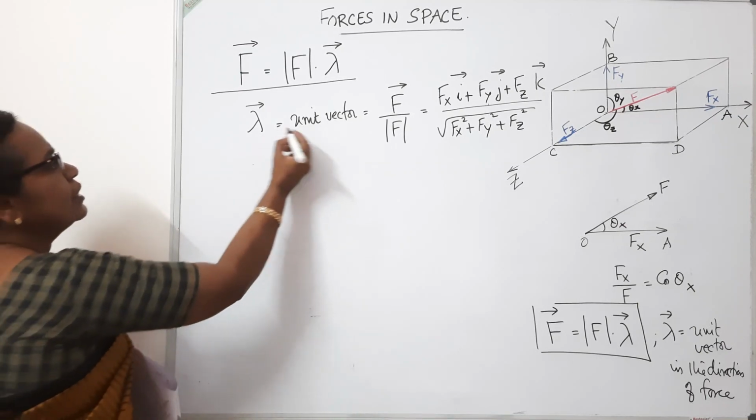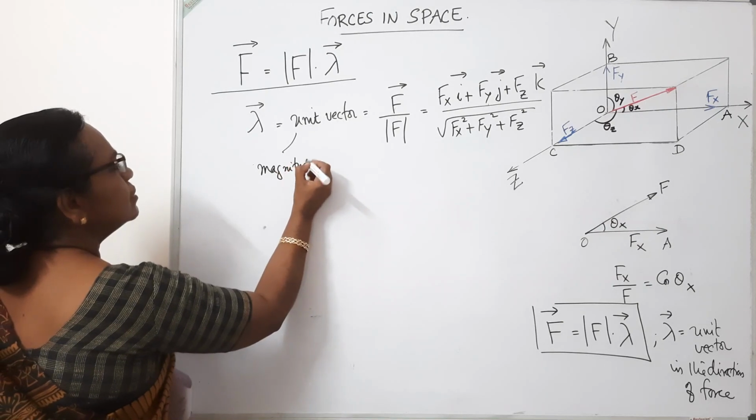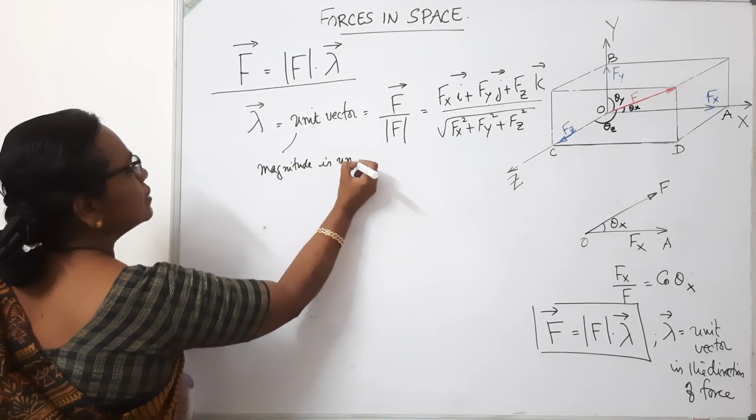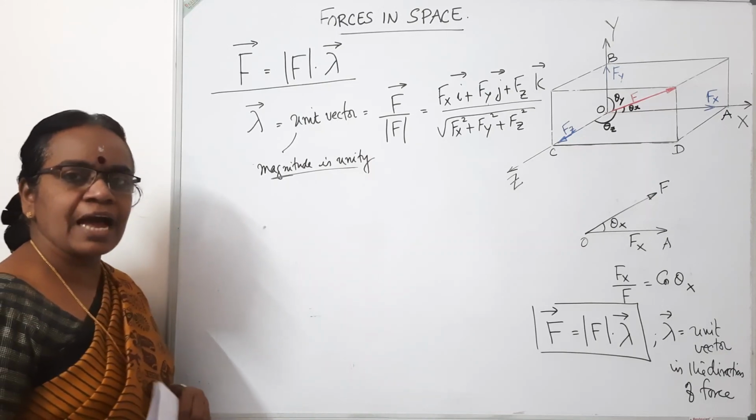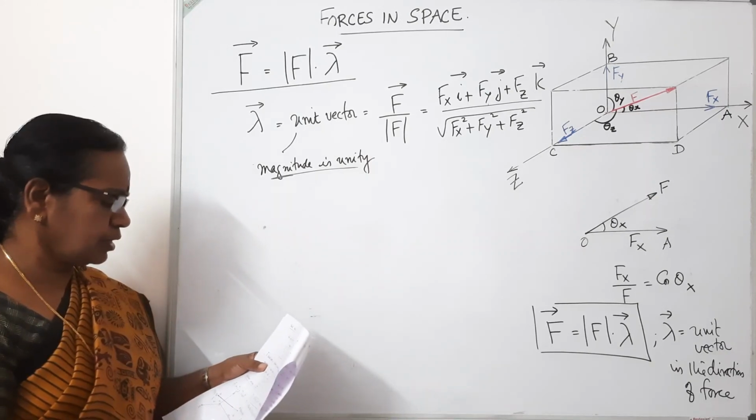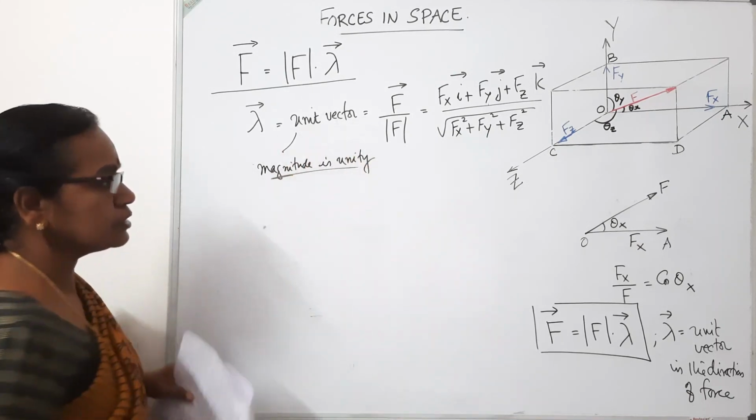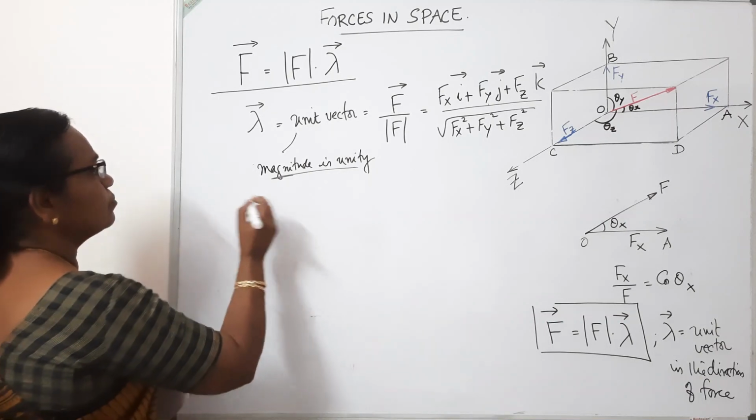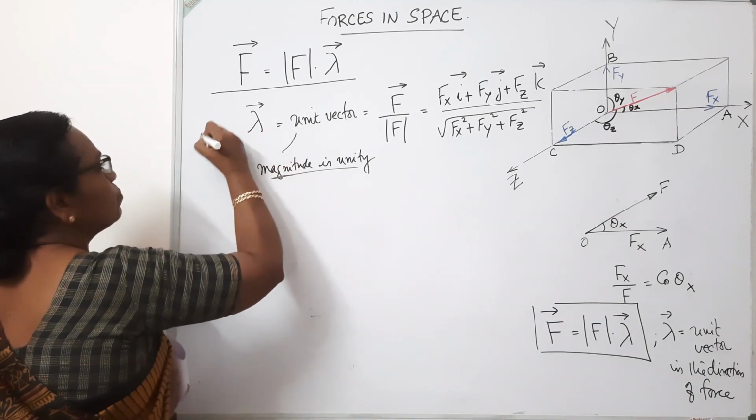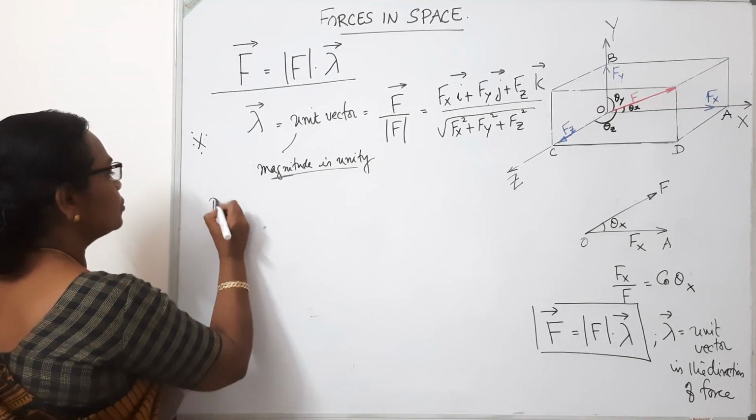The magnitude of the unit vector is unity, that is, 1, and it acts in the direction of the applied force. So with these preliminary requisites, we can solve the numerical examples. Now, the unit vector is an important term which you have to use. Then another one is the position vector.